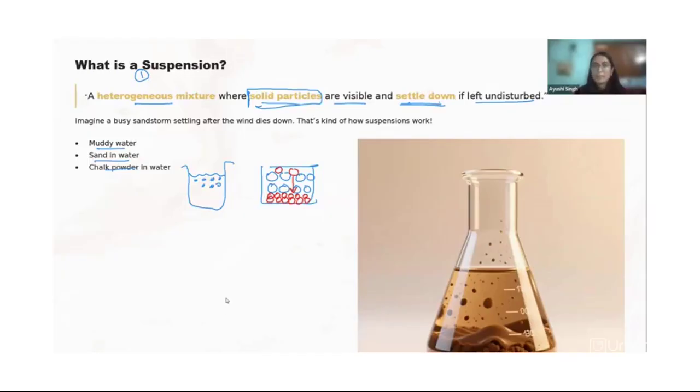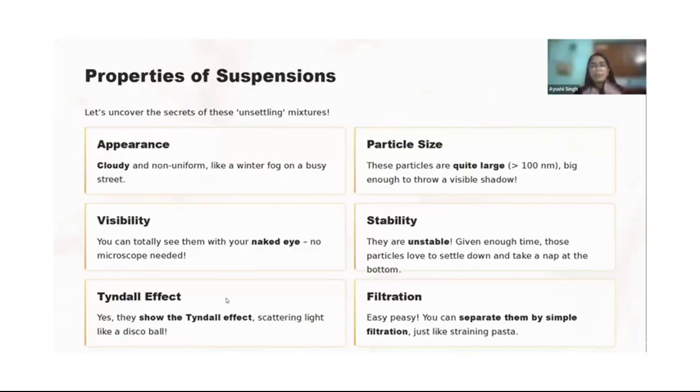Now, the properties of suspension. We know they are unsettling mixtures. Their appearance would be cloudy and non-uniform, because the particles are a little bit bigger in size. So the whole heterogeneous mixture would be cloudy, like a winter fog on a busy street. Now, the visibility: you can totally see the particles present in that mixture with naked eyes, because again, the particle size is big.